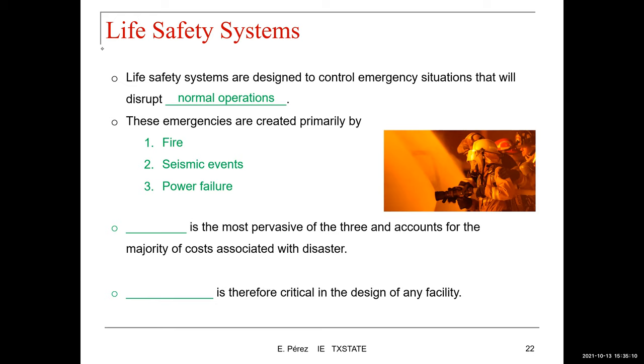Fires are becoming very important, especially on the west side. California is having a major impact right now. We all experienced a power failure late last year, with all the snow and everything. So we know that those are things that can happen, and we are not necessarily unaffected by them. We need to take those into account when designing a facility. Fire is the most pervasive of the three and accounts for the majority of costs associated with disaster. Therefore, fire resistance is critical in the design of any facility.